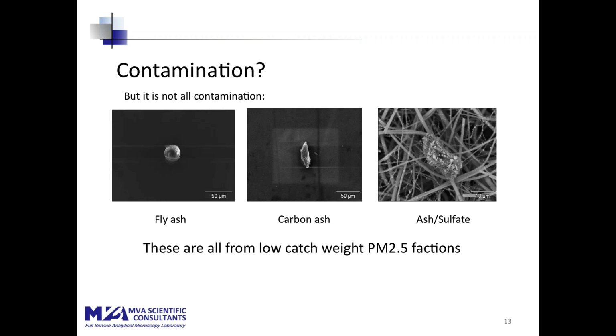And on the right, this is actually on the PM 2.5 filter rather than in the rinse catch. This is a combination carbon and sulfate particle that's associated with the stack. So these three particles are way bigger than 2.5 microns diameter, and they are certainly associated with the stack. So it can't all be contamination.